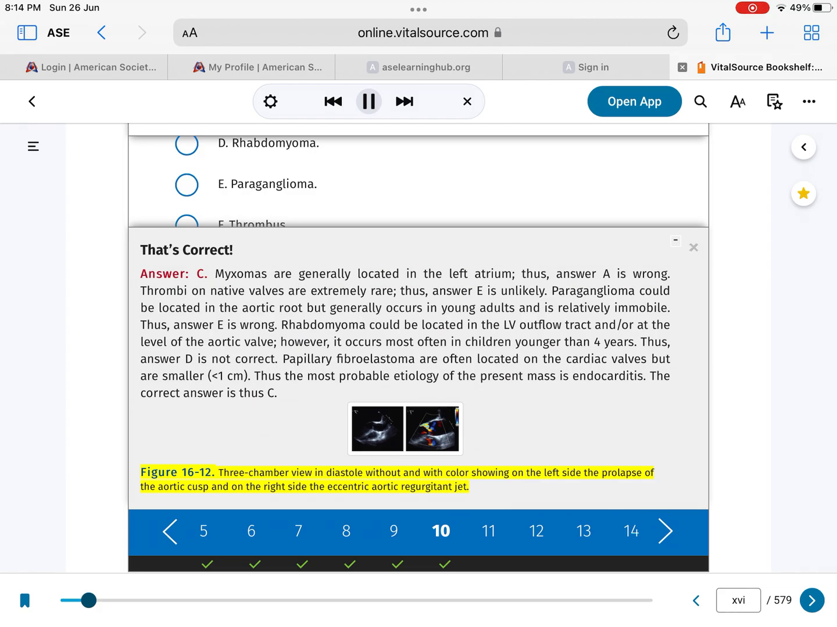Figure 16.12. 3-chamber view in diastole without and with color, showing on the left side the prolapse of the aortic cusp and on the right side the eccentric aortic regurgitant jet.